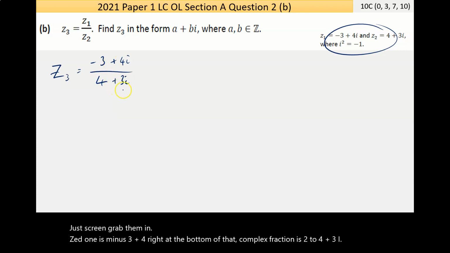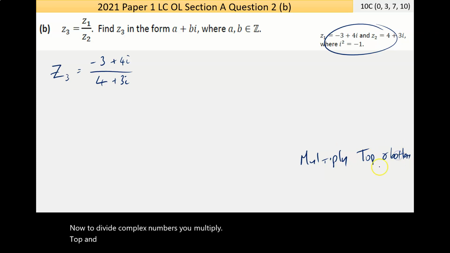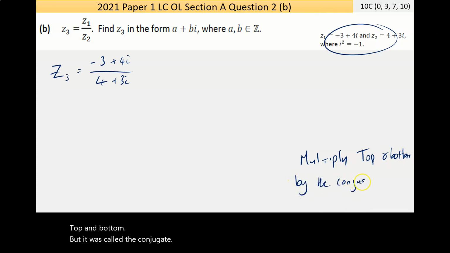Now, to divide complex numbers, you multiply top and bottom by what's called the conjugate of the bottom. It takes longer to write than I thought it would.